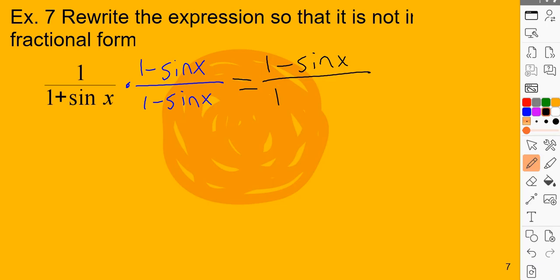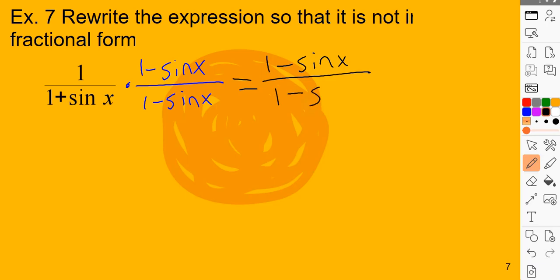And what is 1 times a negative sine of x? Negative sine of x. And sine times a positive 1 is sine of x. So if I have a negative sine of x and a positive sine of x, what do we get? 0. So that middle term goes away, which is why we like the conjugates for all of the things that we do. And then what is sine times negative sine?